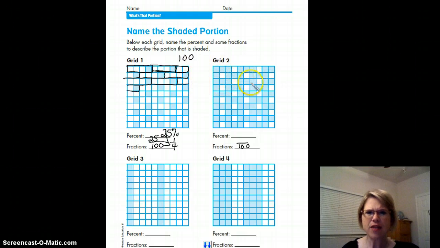So let's say 5, 10, 15, 20, 25 are white. So let's see, if 25 are white, I think, my pen is acting up again, I think that 75 are shaded. 75 out of 100. So let's see, percent means 100, so 75%.